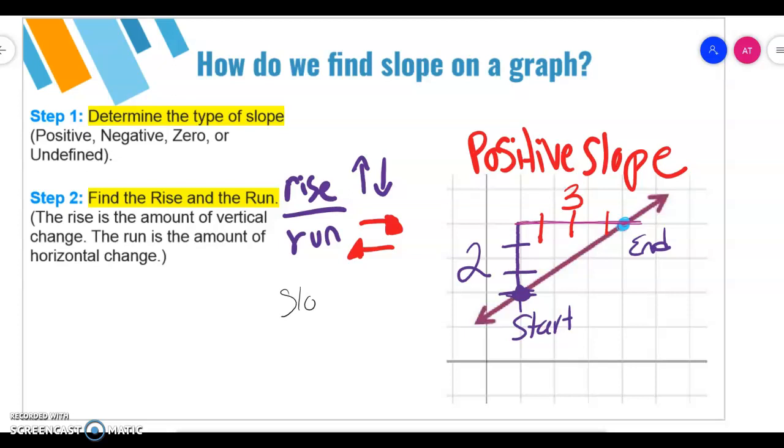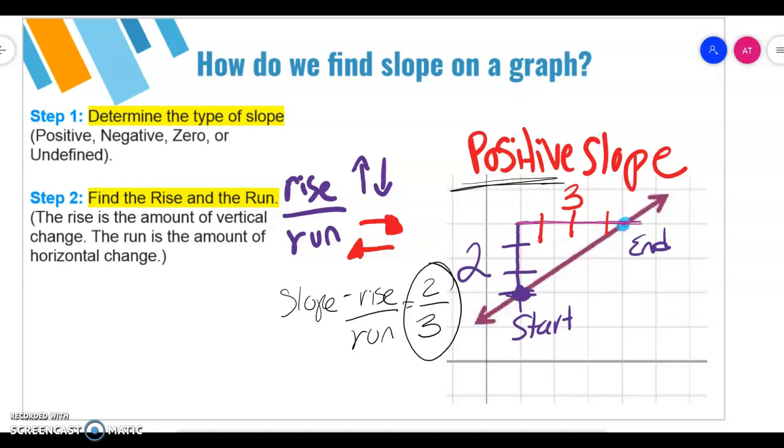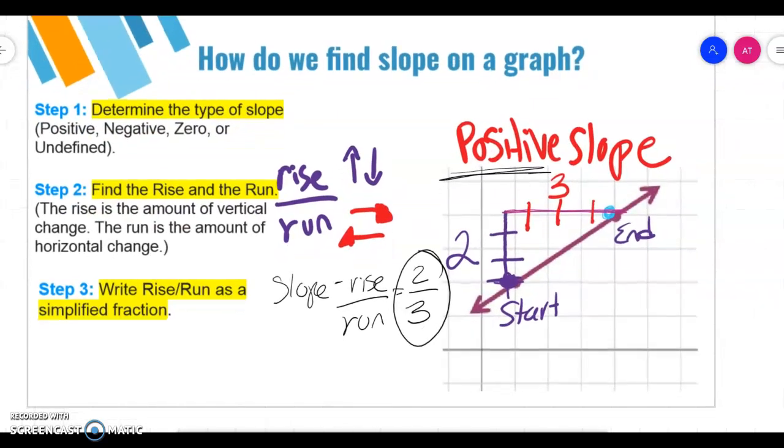So my slope, my rise over run, is 2 over 3. So that's my slope. And that compares because we have a positive slope and our answer is positive. Let's look at what the third step is. Our third step is going to be write the rise over run as a simplified fraction.